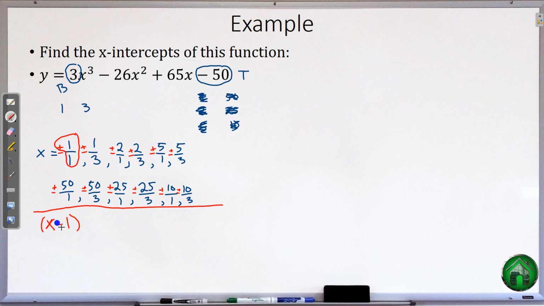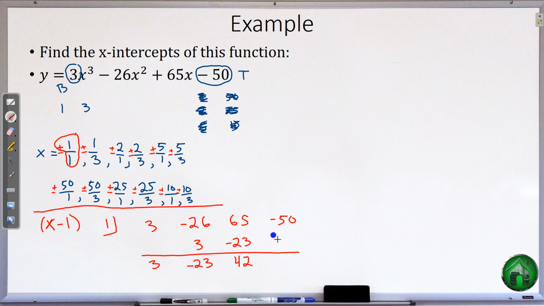So remember, you don't use the negative 1, you use the positive 1. In synthetic division, you're actually testing the x-intercept. And then we write out the coefficients. And let's see if this works. Bring down the 3. 1 times 3 is 3. That's negative 23. Multiply by 1. Add those together, you get 42. Multiply by 1. And you get negative 8.